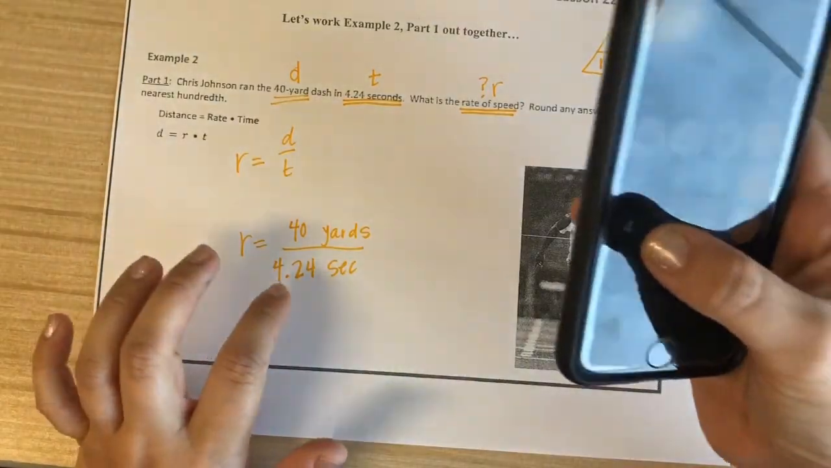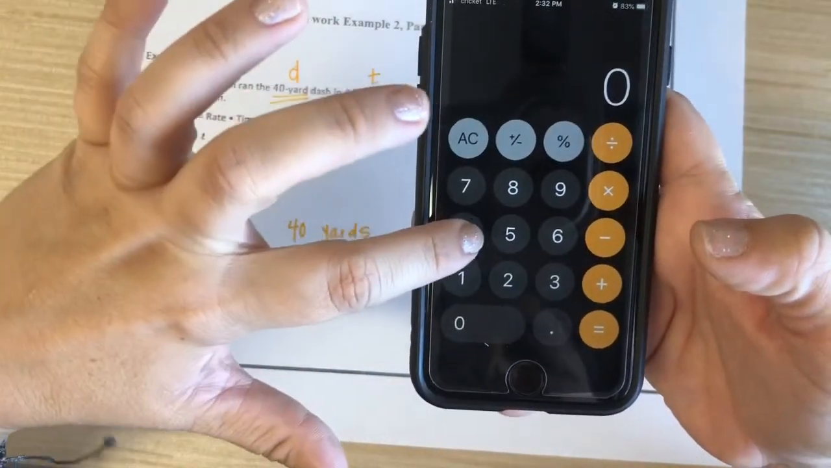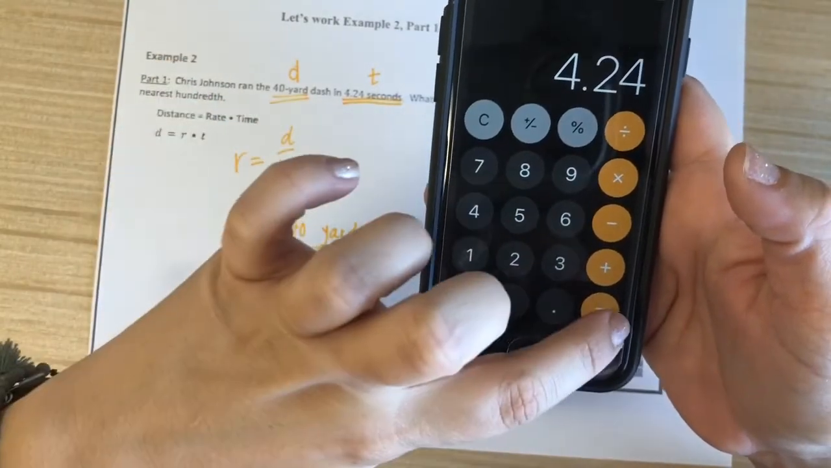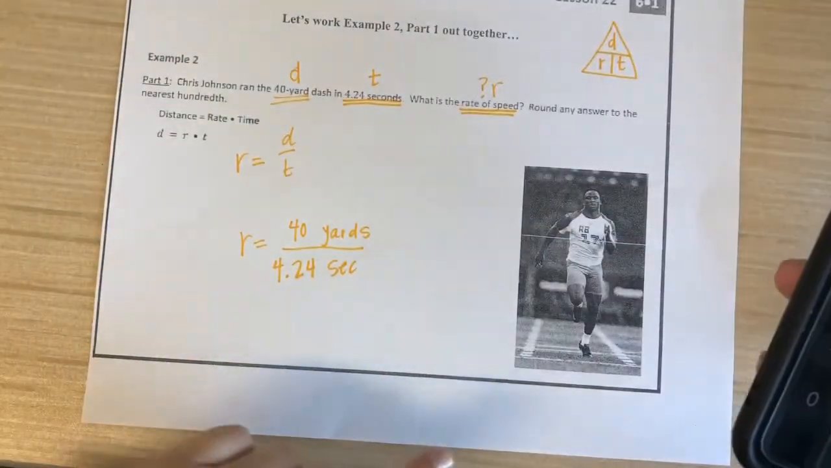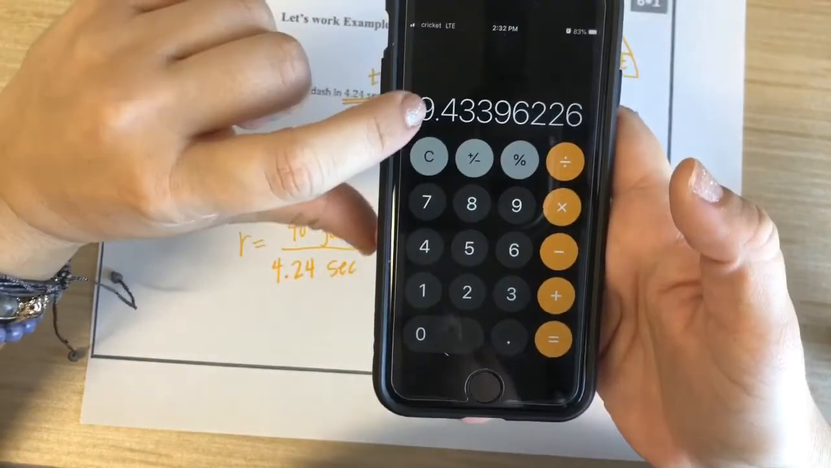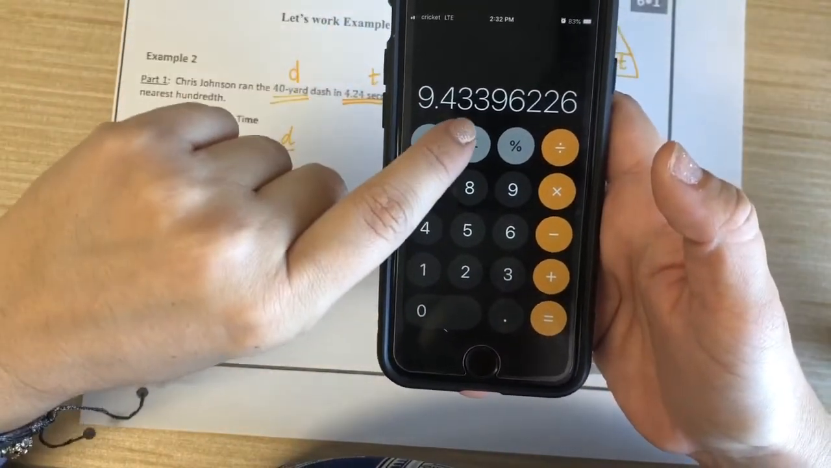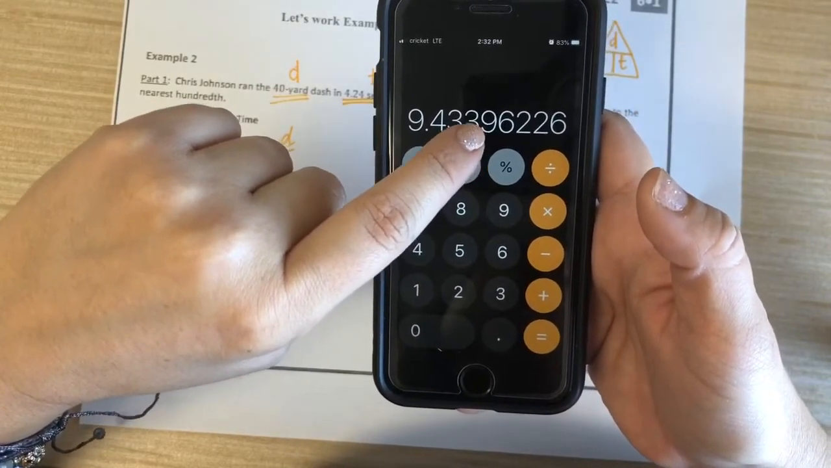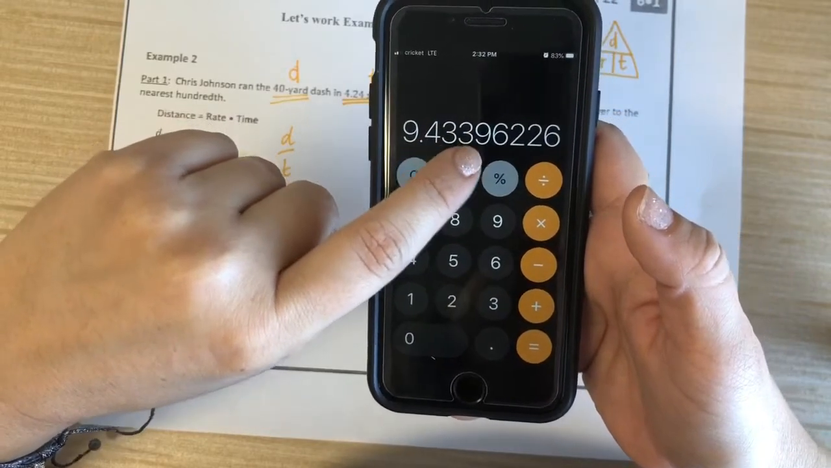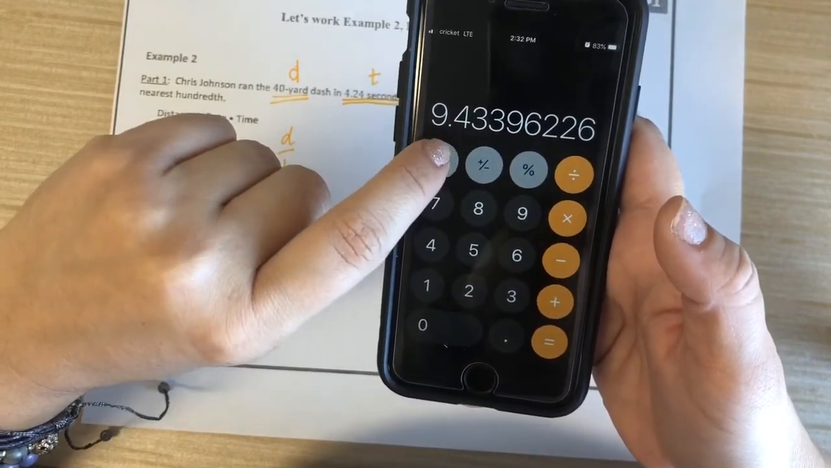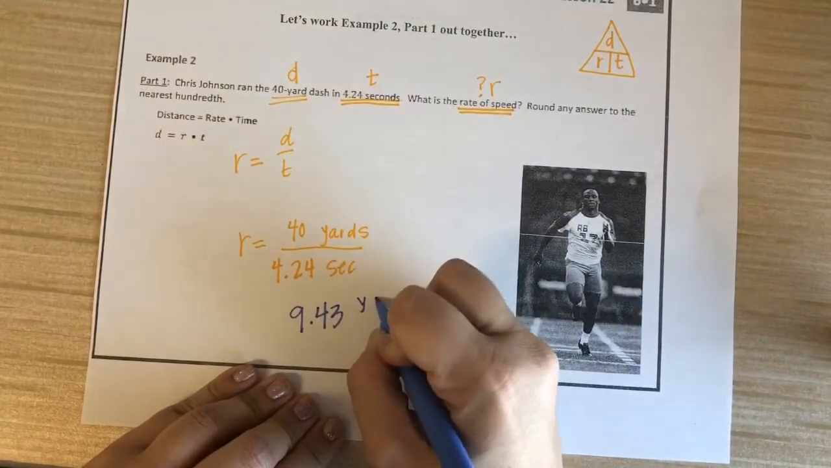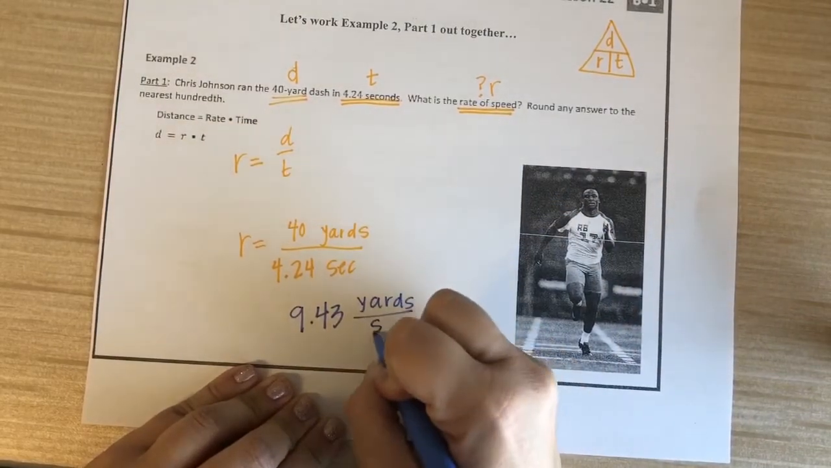So if I take 40, I don't know if you can see on my phone, and I'm going to divide that by 4.24, and I get this long answer here. It says round any answer to the nearest hundredth. So the hundredths place is the second number after the decimal: tenths place, hundredths place. I need to look at the thousandths place to see if it's 5 or more, then I would round up. However, it is not, so I would round this to 9 and 43 hundredths. 9 and 43 hundredths yards per second.